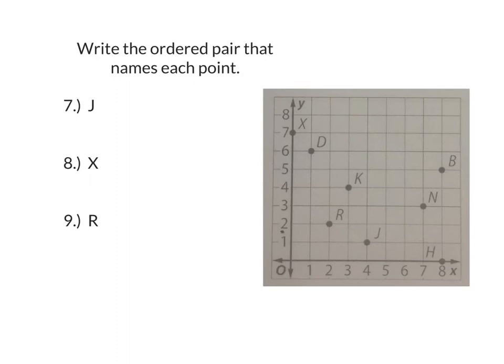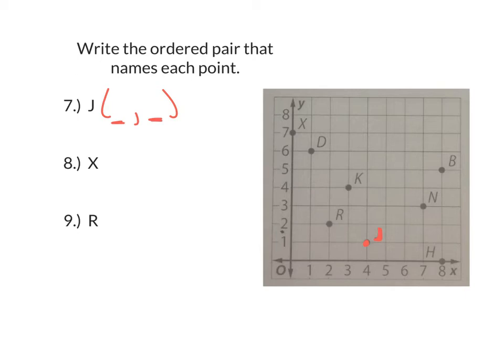In the next section, we're going to kind of go in the opposite direction. Instead of being given the ordered pair and plotting the point, we're going to look at a point and describe where it is based on its ordered pair. So in problem number 7, we're looking for letter J, which is right down here. And we want to describe the ordered pair for where that point is, this point. Now remember, our ordered pair is going to be 2 numbers, where the first number is the x-coordinate and the second number is the y-coordinate.